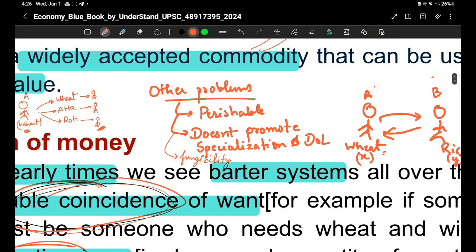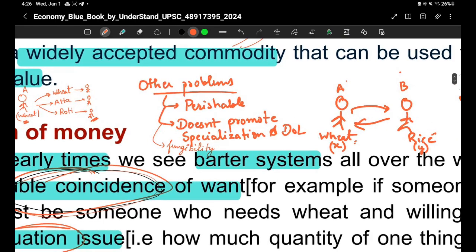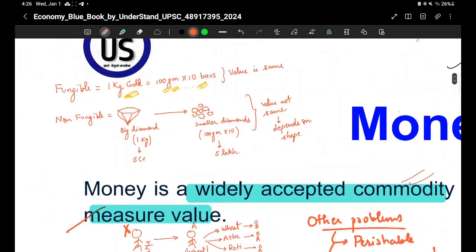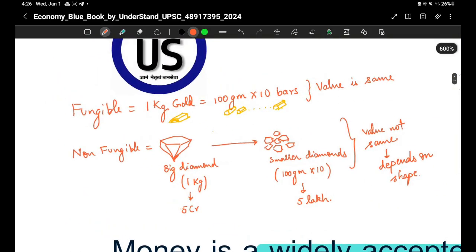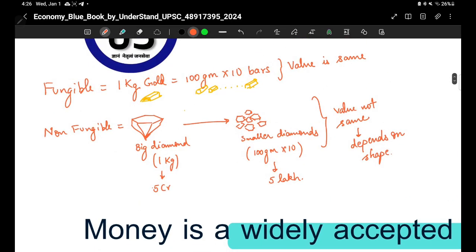But in case of barter, it is not the case. It doesn't promote this because money is not involved here, goods are involved. Another problem is the fungibility issue. What is the meaning of fungibility? Fungible means divisible. Let's say 1 kg of gold is there. You can divide this into 10 small bars of 100 grams each. It will have the same value. That means it is fungible. Value remains the same even if it is divided.